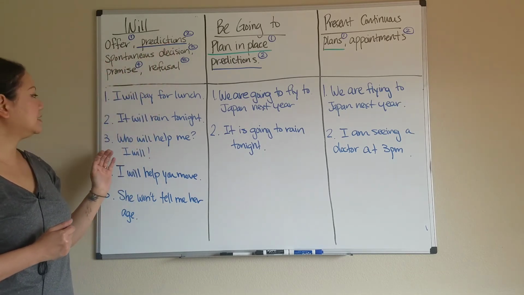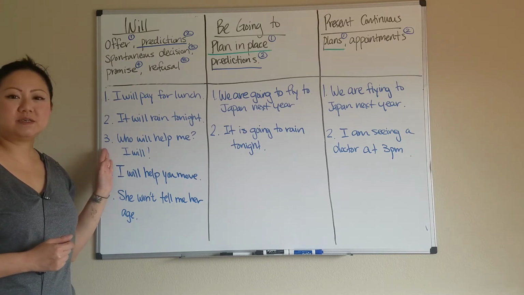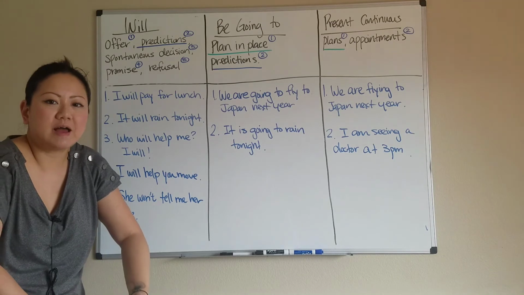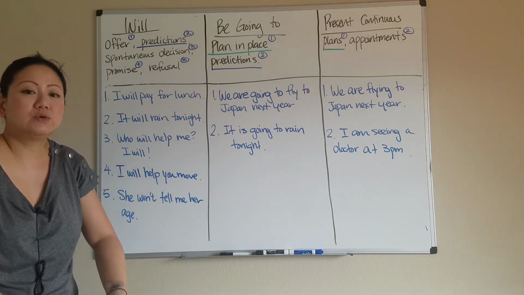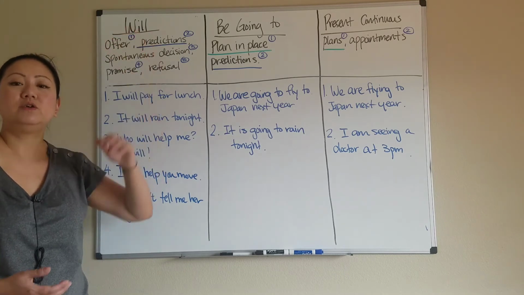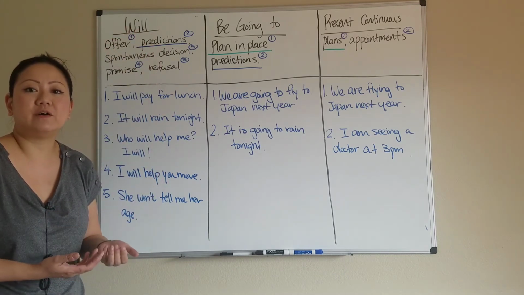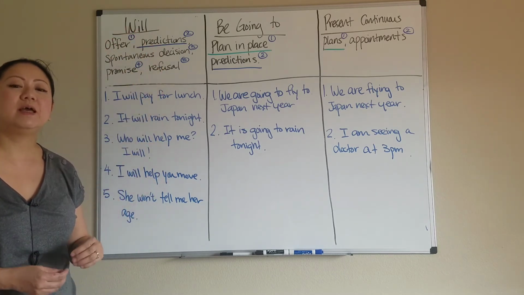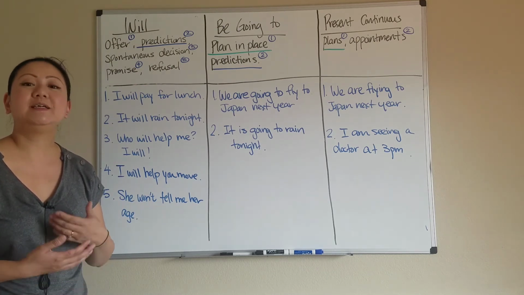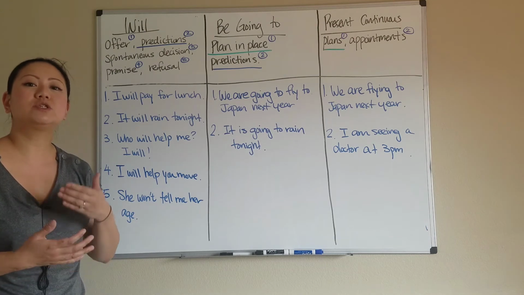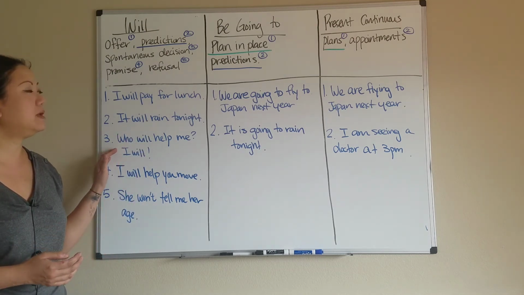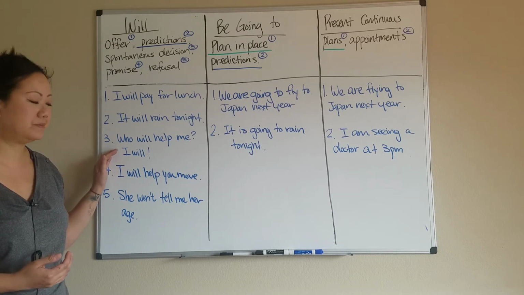Third is spontaneous decision. Maybe here's a situation. Your teacher is carrying a lot of books into the class and she needs some help. So she might say, who will help me? And then you suddenly say, I will. You just raise your hand and offer yourself to say, hey, I will do it. It's a decision you made on the spot. You didn't plan on helping the teacher. You didn't know the teacher needed help. You just know right then, I will help you. Okay, so that's what we mean by a spontaneous decision.